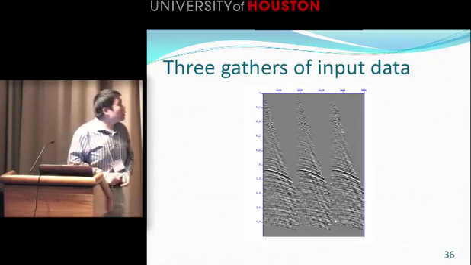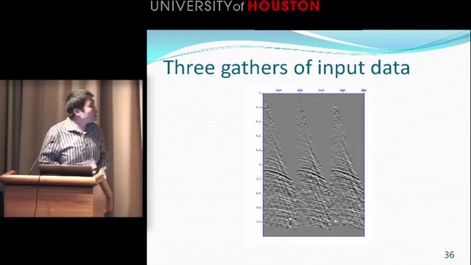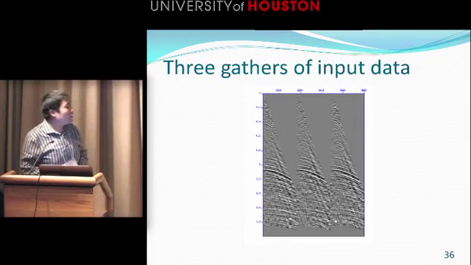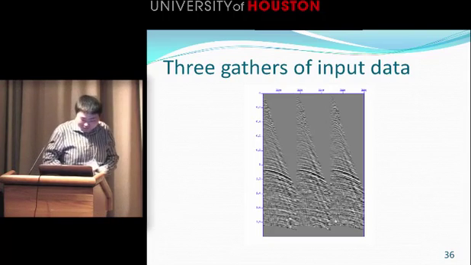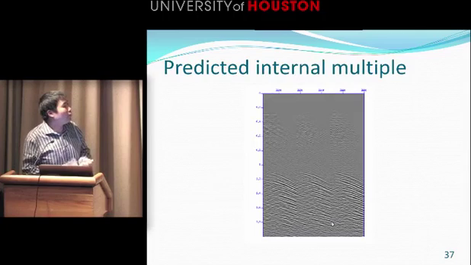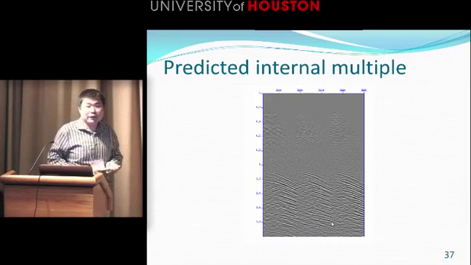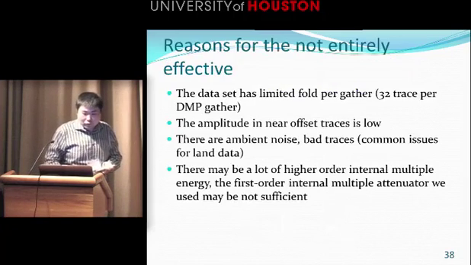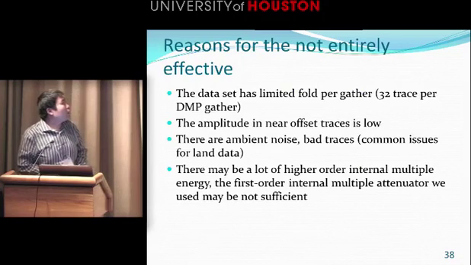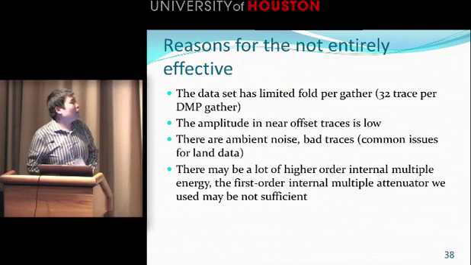Now I just want to show three gathers, some pre-stack results. This is the three gathers of input data, the three best gathers I chose. And here is the predicted internal multiple in the pre-stack domain. You can see the prediction result is not perfect, and we have known that the result is not entirely effective.